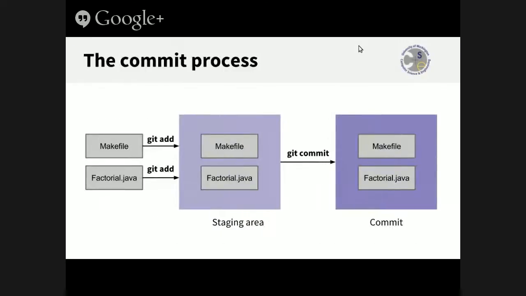Okay, so committing in Git is actually a two-stage process. First of all, there's a staging area where you'll edit some files, and then you need to say explicitly which files you want to include as part of your commit. When you say git add makefile or git add factorial.java, those become part of your staging area. And then once it's in your staging area, you can say git commit to actually commit the changes.